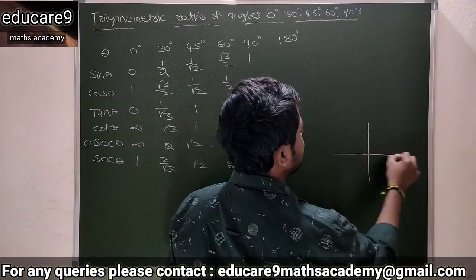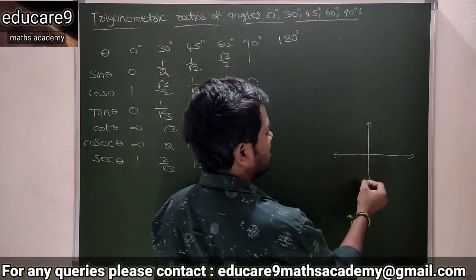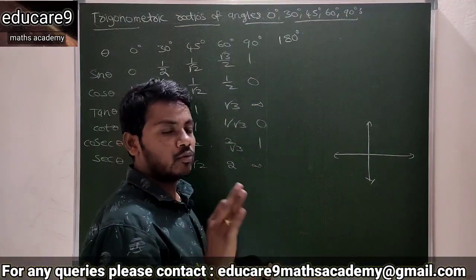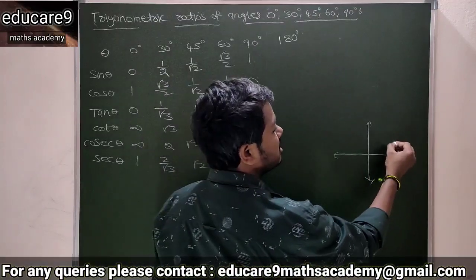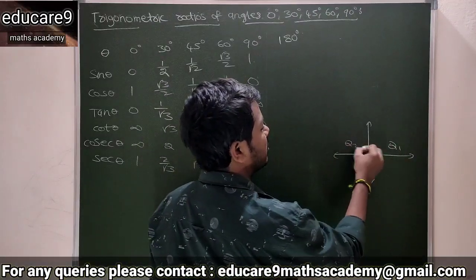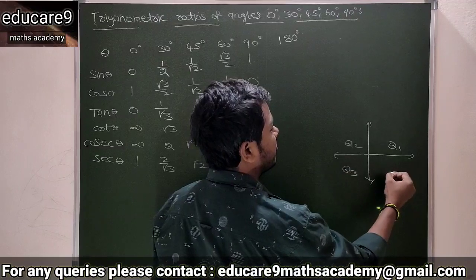consider the coordinate axis. This coordinate axis is divided into 4 quadrants. This is the first quadrant, second quadrant, third quadrant, fourth quadrant.